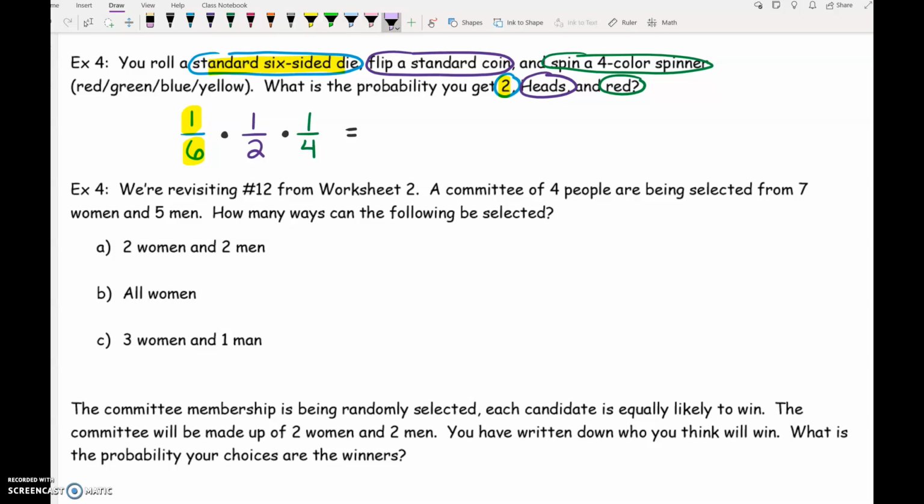A standard coin has 2 sides. We want to get heads. There's one way to get that. And a 4-color spinner has 4 options. We want specifically the one option that is red. And means multiply, so multiply these all together. 1/6 times 1/2 times 1/4. You should get 0.0208. That is like a 2.1% probability.